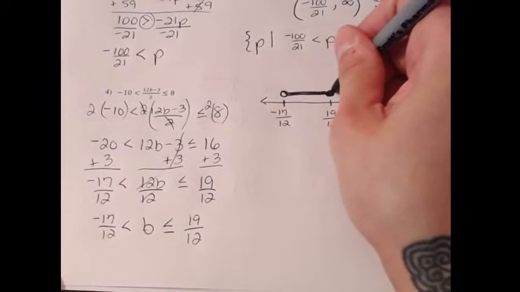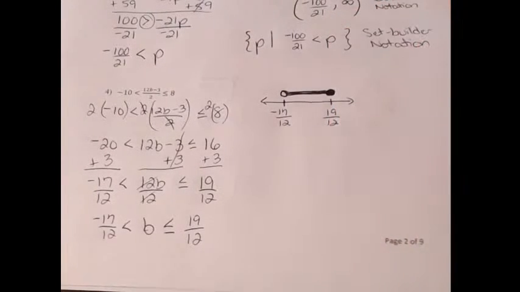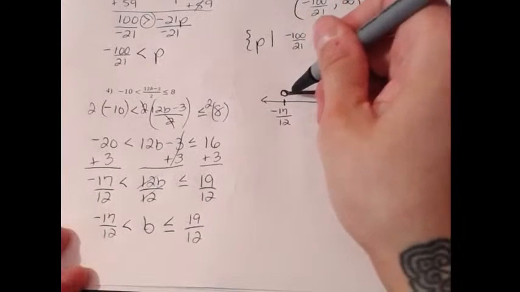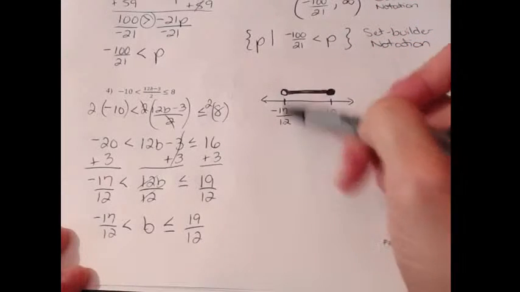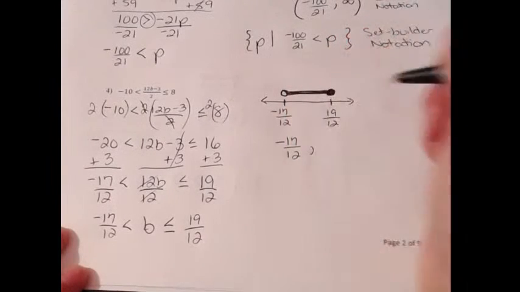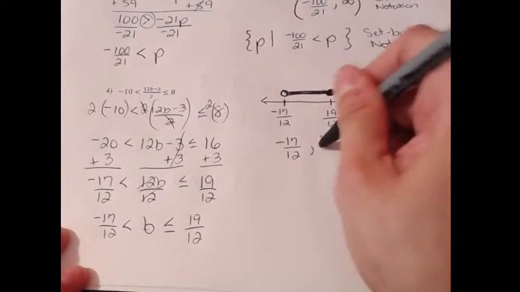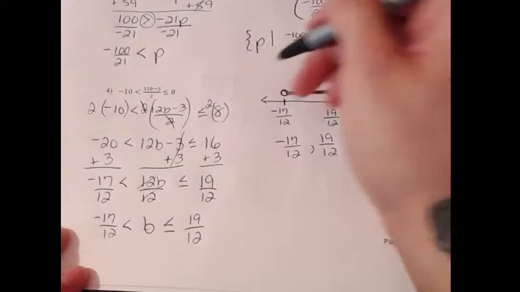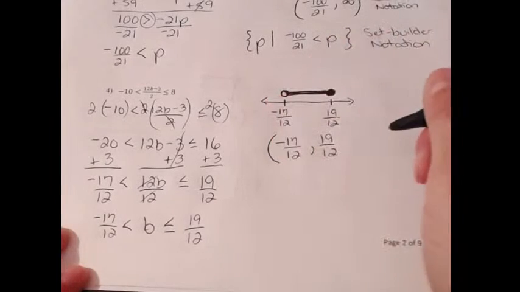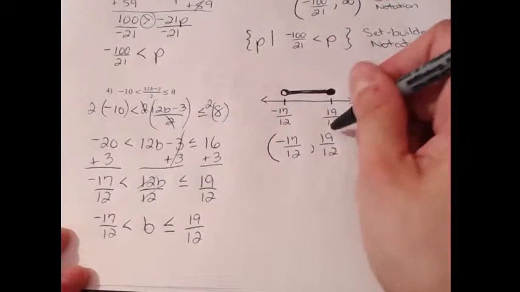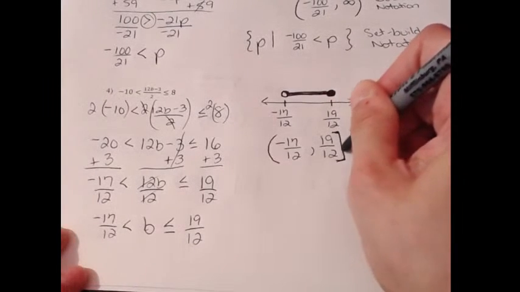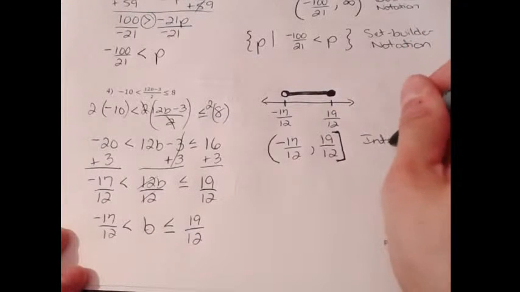Perfect. Now that our solution is accurately represented on our number line, we're ready to write our interval notation. Interval notation is always left then right, so lower bound, upper bound. My lower bound is negative 17 over 12, comma, my upper bound is 19 over 12. Notice I have an open circle around the negative 17 over 12, so that's going to be a parenthesis. And then notice I have a closed circle on 19 over 12, so that's going to be a bracket. So let's close that. And voila, that is your interval notation.